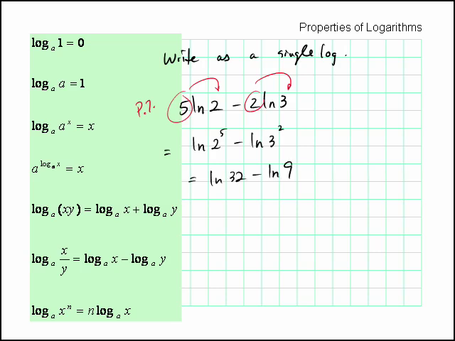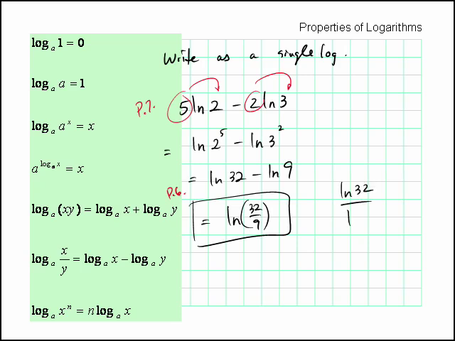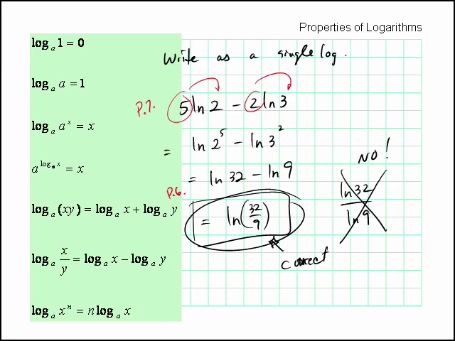Next, I'm going to use property number 6. And property 6 is the one that says that the subtraction can be turned into division. This is now the natural log of 32 over 9. And there it is. Some students make the mistake of writing it as natural log 32 over natural log 9, and that is incorrect. Not the same as this. This is correct. Okay, that's our lesson on our properties of logarithms.